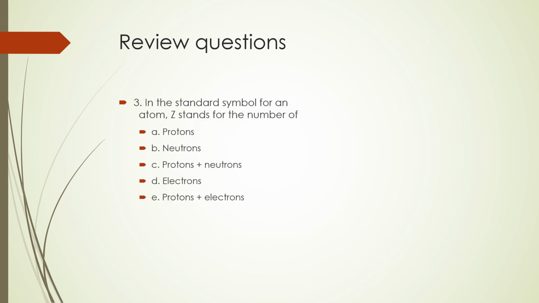Third question. In the standard symbol for an atom, the letter Z stands for the number of, and your choices are A, protons, B, neutrons, C, protons plus neutrons, D, electrons, or E, protons plus electrons. The correct answer is A, protons. The letter Z stands for the number of protons, and that is the same as atomic number.